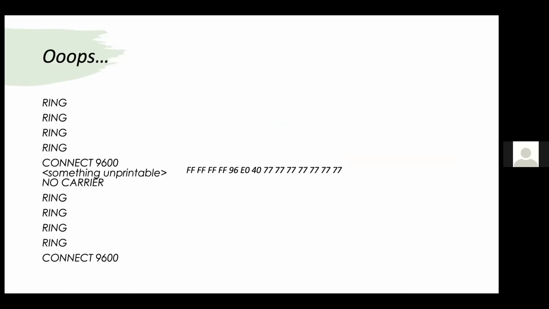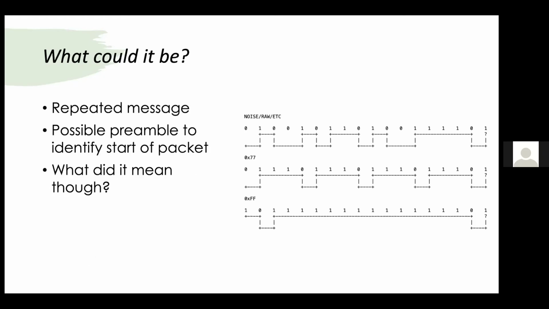When you decode it, all of a sudden you see the ASCII is actually ring, ring, ring, connect, no carrier, ring, ring, ring. This is the modem telling us what it's receiving, not actually the ATM, except for the FFF96E0. But we weren't sure what that was because it's unprintable.